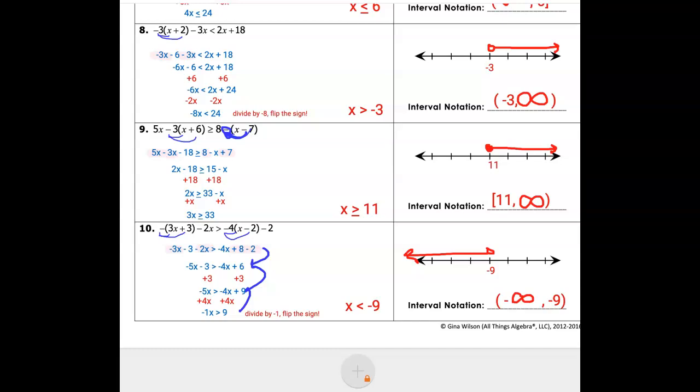Follow the exact same steps as multi-step equations, and then we graph them, and then this is how we show our interval notation. If the circle is filled in, the number gets a bracket. If the circle is open, the number gets a parentheses, and our infinities, positive and negative infinities, will always get parentheses.